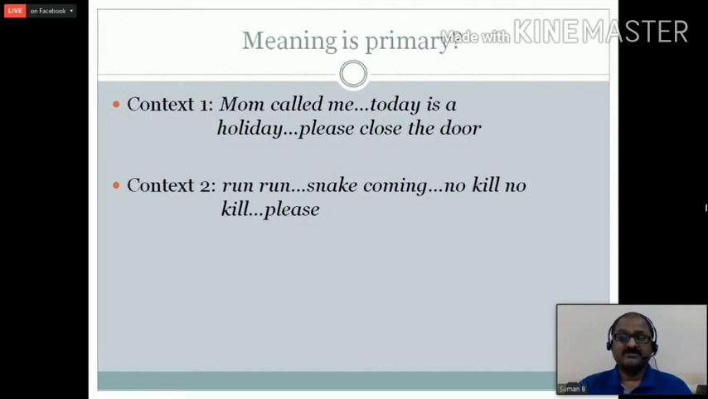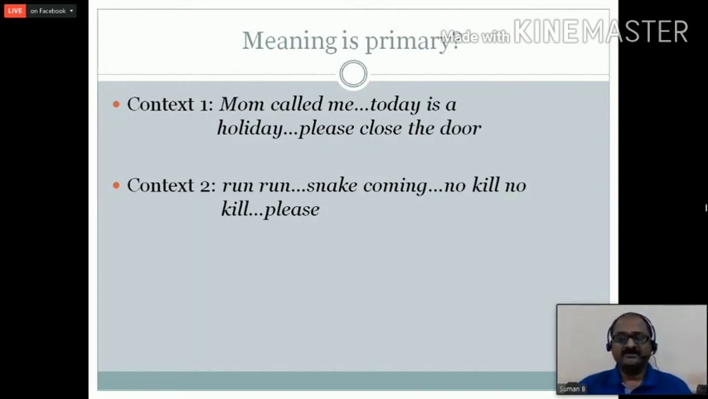So in a real life context, if you compare both these contexts, the second context has no complete sentences, no formulation of grammar. Snake coming, for example, no kill, please. This person, though he doesn't have enough language and is not aware of proper grammar, has enough language to communicate. By comparing these two contexts, we can come to a conclusion. We can understand what is more important from a communicative point of view. Is it grammar or is it meaning? Then definitely we should say meaning is more important than grammar.